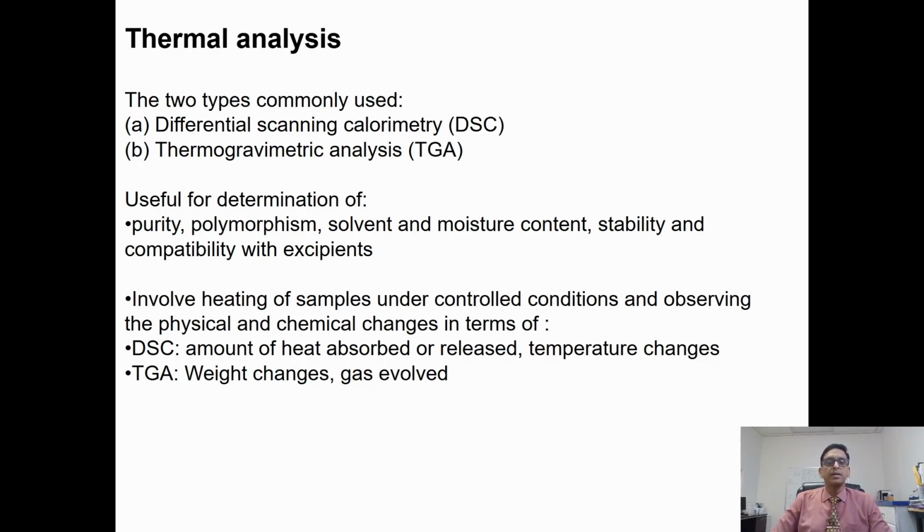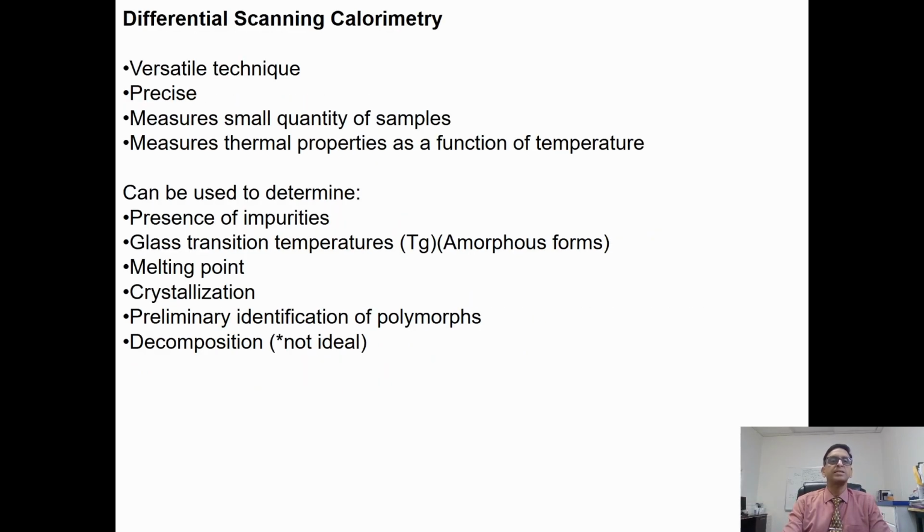It involves heating the sample under controlled conditions and observing the physical and chemical changes. In the case of DSC, the amount of heat absorbed or released and the temperature changes are analyzed. In the case of TGA, thermogravimetric analysis, the weight change or gas evolved is taken into account, showing how it changes with heating, along with the drug or drug and excipient together. This is how we characterize solid components by using thermal analysis.